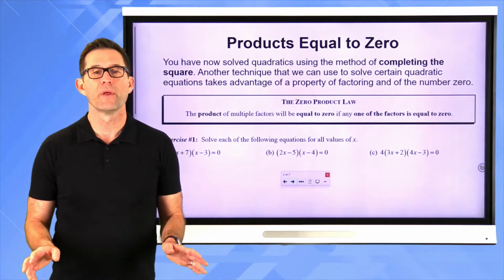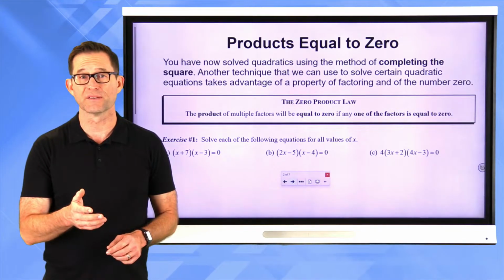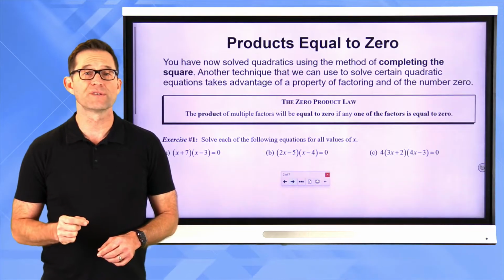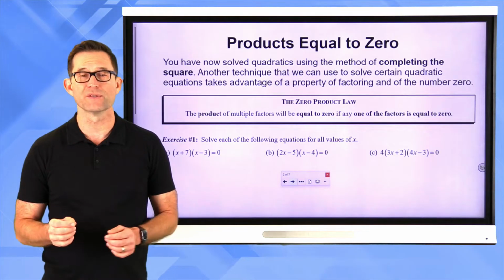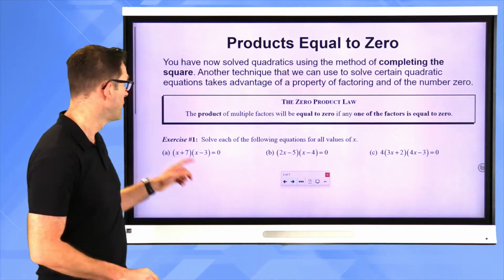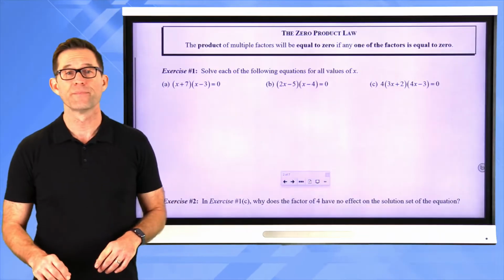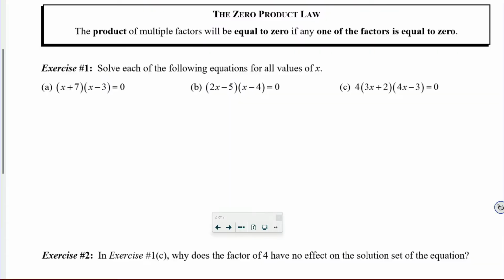Products equal to zero. You've now solved quadratics using the method of completing the square. That was the last lesson. Another technique that we can use to solve certain quadratic equations takes advantage of a property of factoring and the number zero. Let's bring that right up to the top, the zero product law. The product of multiple factors will be equal to zero if any one of the factors is equal to zero.